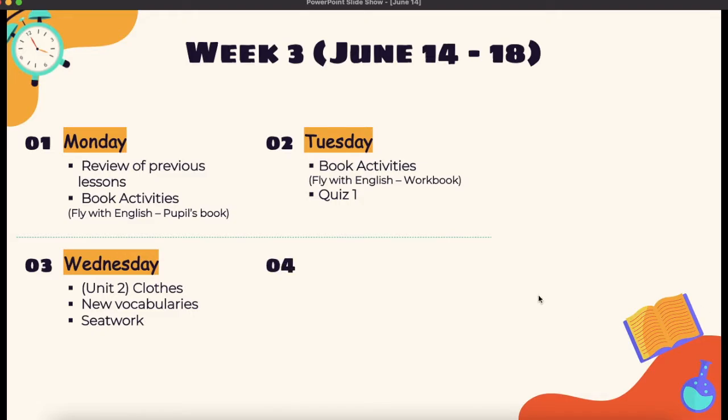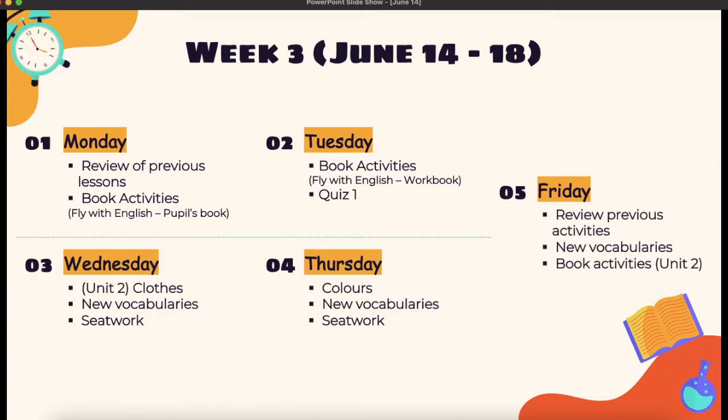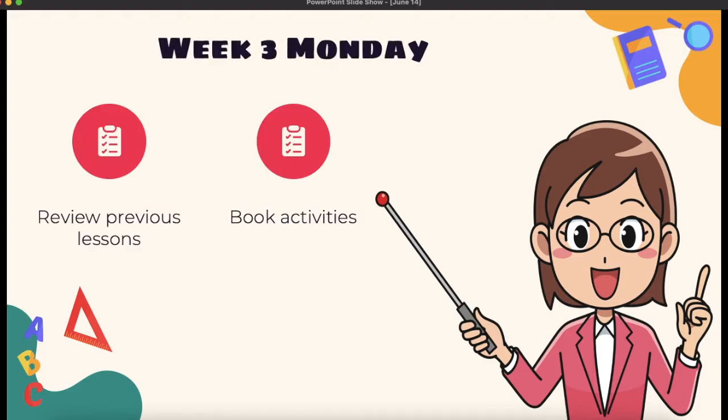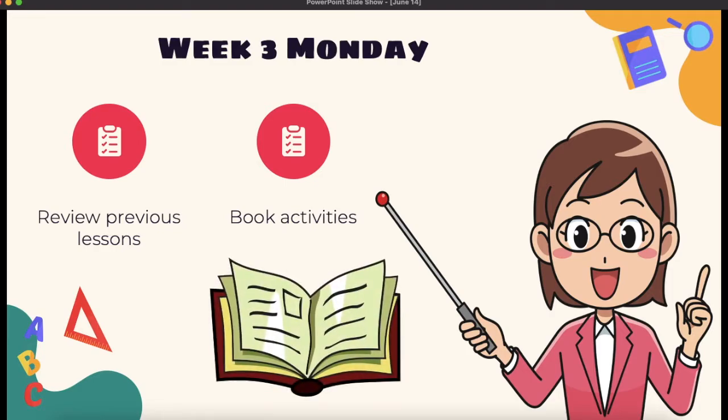So for the fourth one, on Thursday, we're going to talk about colors, new vocabularies, and sit work. And on Friday, we're going to review all the previous activities like Unit 2, the clothes and colors, and we're going to answer book activities using your Fly with English Unit 2. So now, today, week 3, Monday, we're going to review and answer book activities.